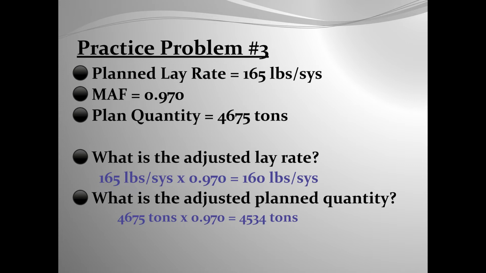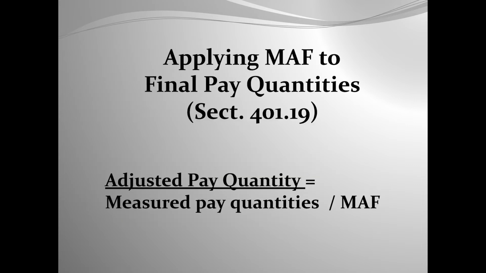And then the adjusted planned quantity: you take 4675 tons and multiply that by 0.970. So your adjusted quantity is only 4534 tons. Again, because your MAF is less than 1, less mix is needed because that mix will go further by weight. Any questions on this?